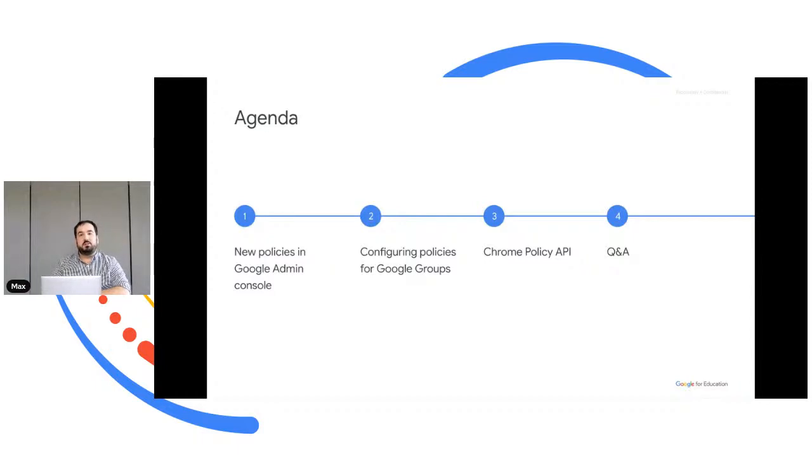So first, we'll talk about new policies that we recently added to the admin console. Then we'll talk about configuring policies for Google Groups. And finally, we'll talk about scripting and automating policies using the brand new, recently announced Chrome Policy API.